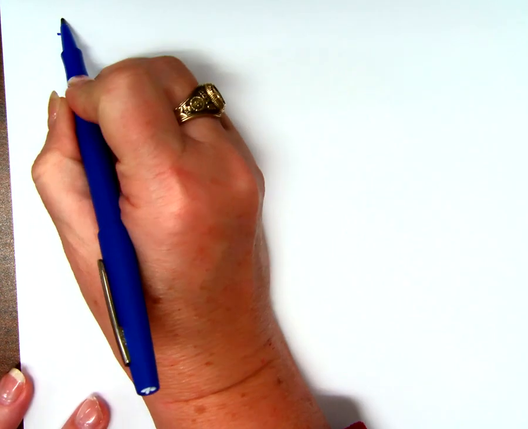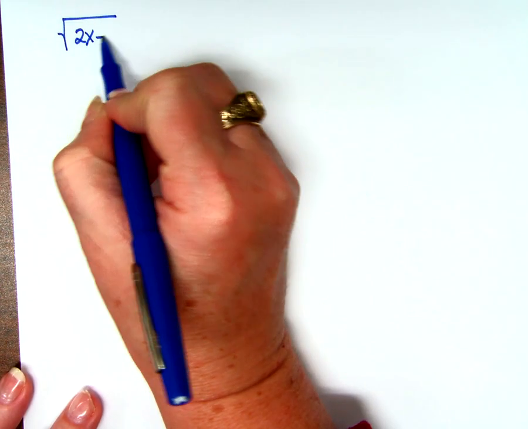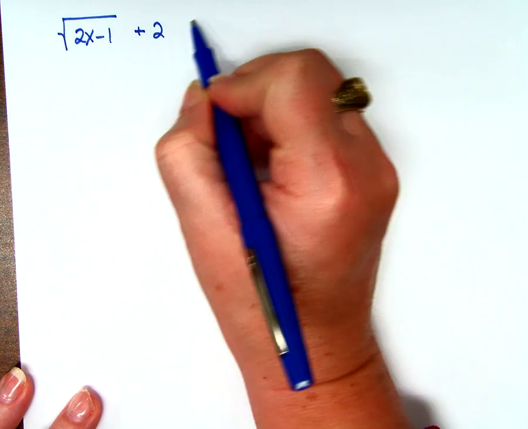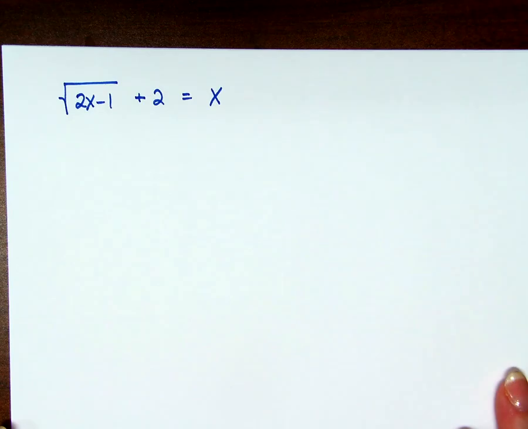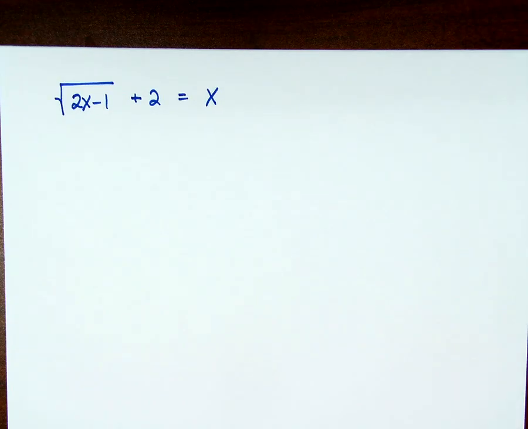Let's solve radical equations. So what if we have this? The square root of 2x minus 1, plus 2, equals x. All right, so how are we going to solve this?